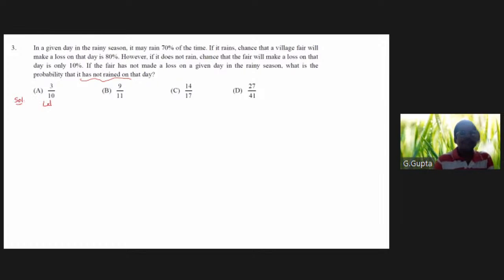Let E1, E2 be two events that denote that the given day is rained, not rained, respectively.